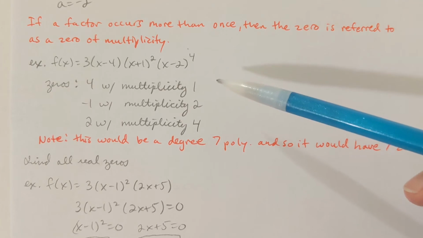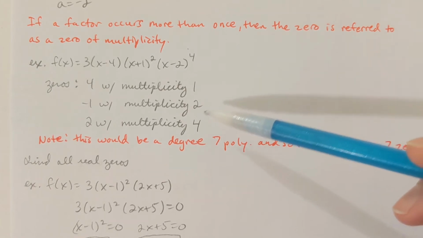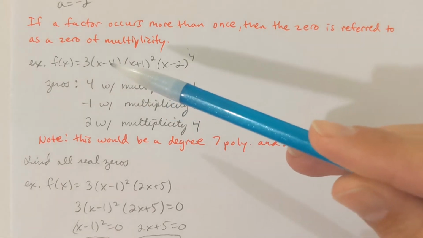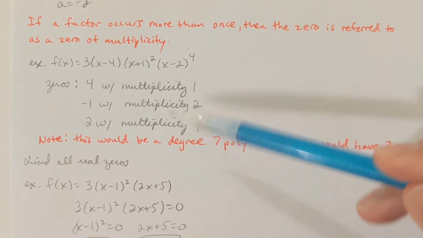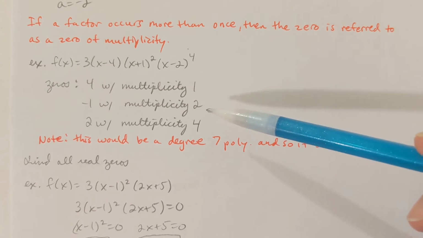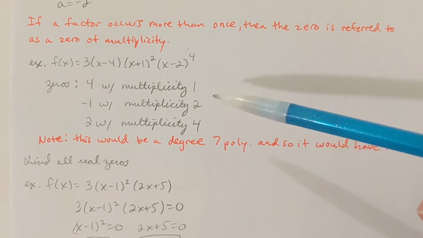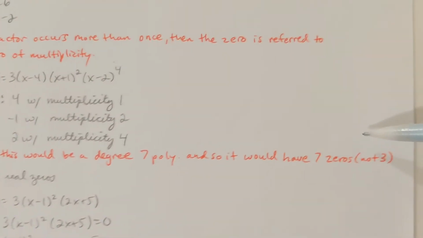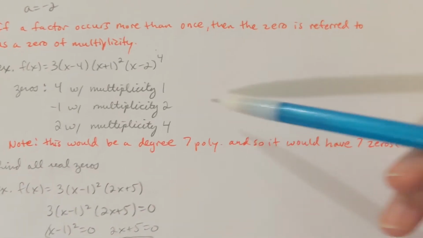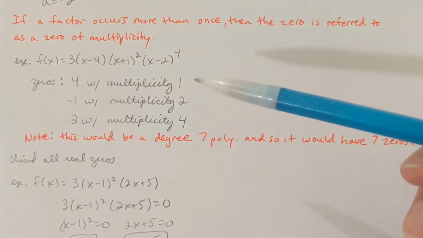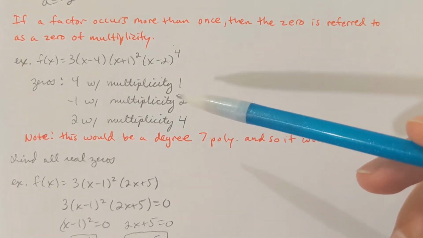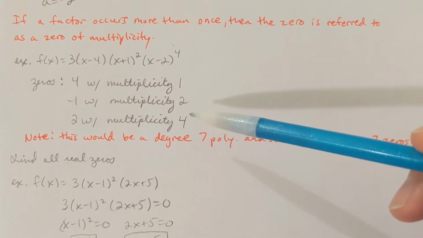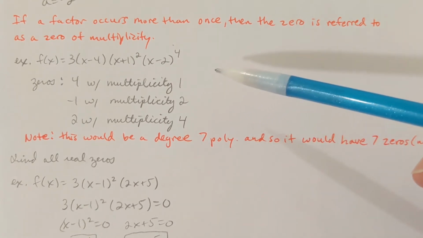All I'm doing is looking at the power of x that I see. Again, 3 has nothing to do with any of this. As a note, this would be a degree 7 polynomial, and so it would have 7 zeros, not 3. Some of the zeros repeat, which is common and typical, but when you add up these numbers here, you get 7 total. Okay.